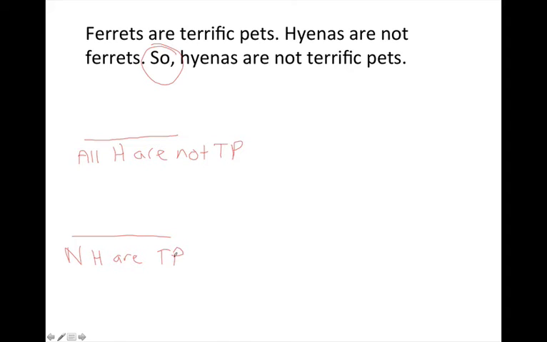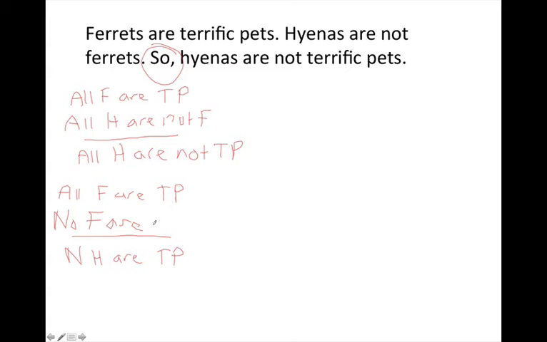Now let's find terrific pets. It appears in the first sentence. Ferrets are terrific pets. All ferrets are terrific pets. I'll just go ahead and repeat it here. All ferrets are terrific pets. Hyenas are not ferrets. All hyenas are not ferrets. We know that all are not is translated in categorical propositional notation as no hyenas are ferrets. And then we've already got our conclusion.